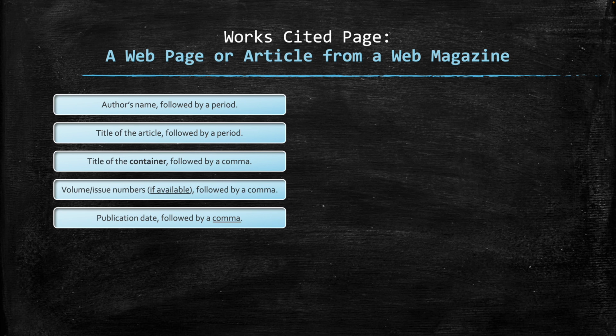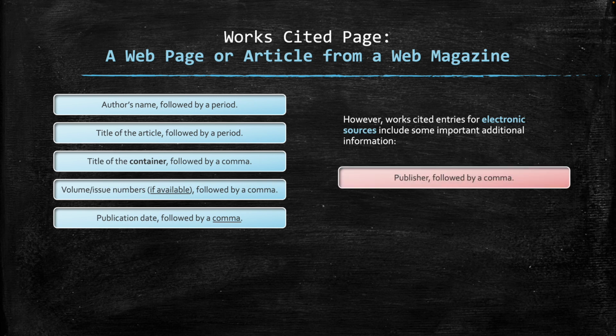The difference is that after this publication date, there would be page numbers if it were a print periodical. But since we're not talking about print sources here, we're talking about electronic sources, there are no page numbers. So now we need to talk about what's the additional information that these works cited entries will contain.